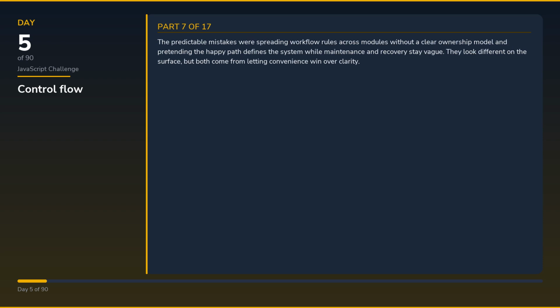The predictable mistakes were spreading workflow rules across modules without a clear ownership model and pretending the happy path defines the system while maintenance and recovery stay vague. They look different on the surface, but both come from letting convenience win over clarity.